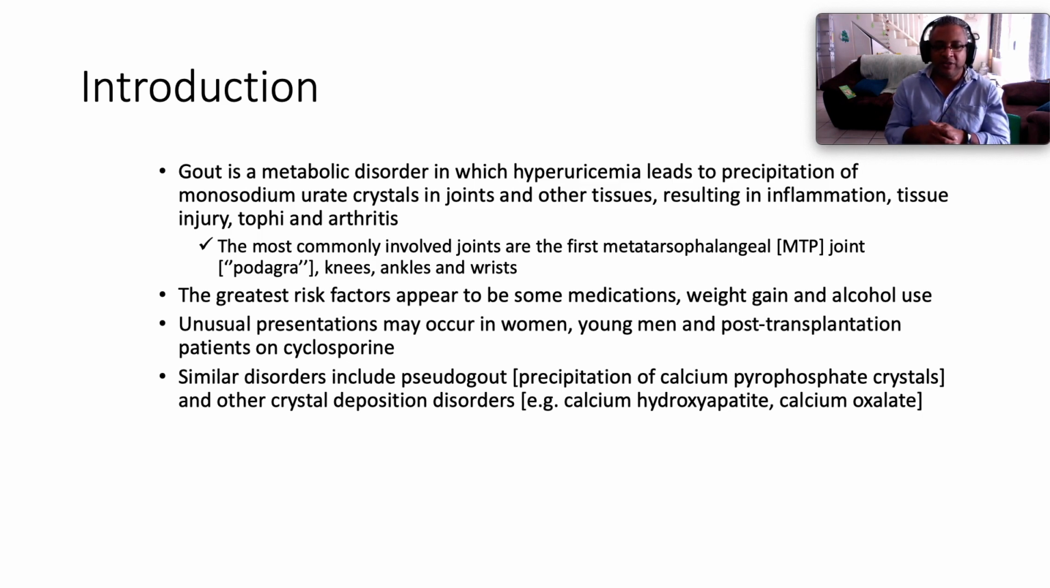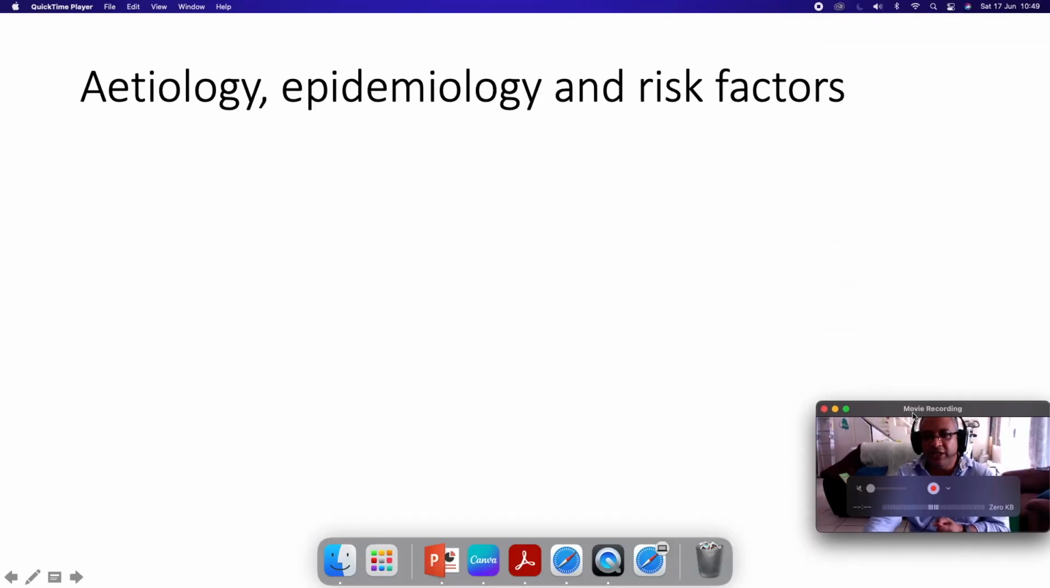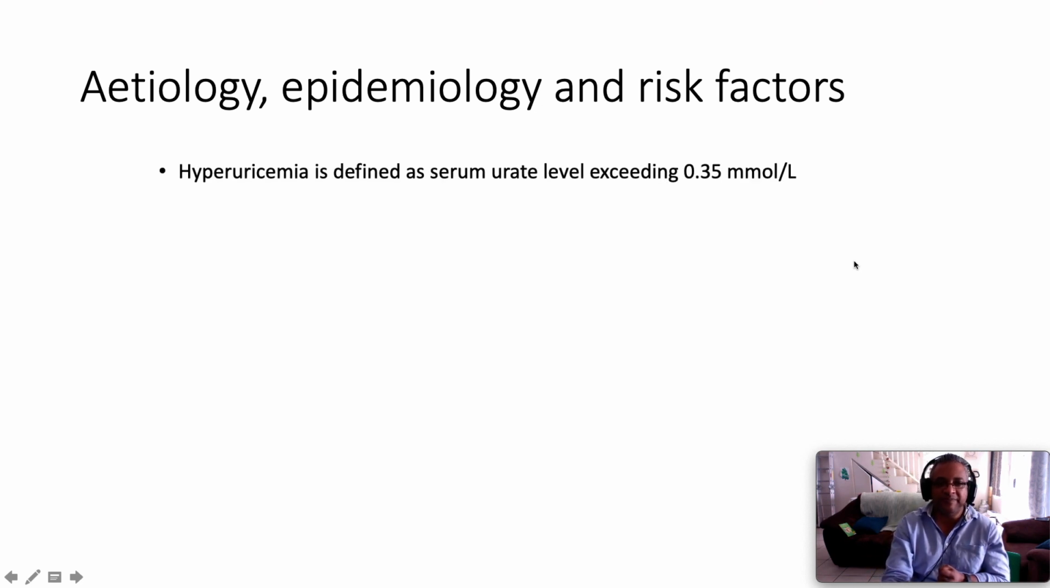Now, similar disorders include a brother of gout called pseudo-gout, in which we have precipitation of crystals, but it's not monosodium urate crystals. In pseudo-gout, it is calcium pyrophosphate crystals and other crystal deposition disorders like calcium hydroxyapatite and calcium oxalate. Okay, let's talk about etiology, epidemiology, and risk factors.